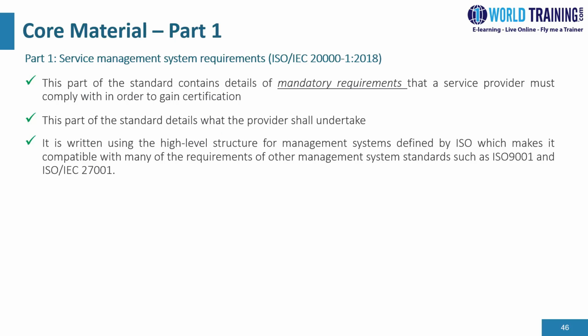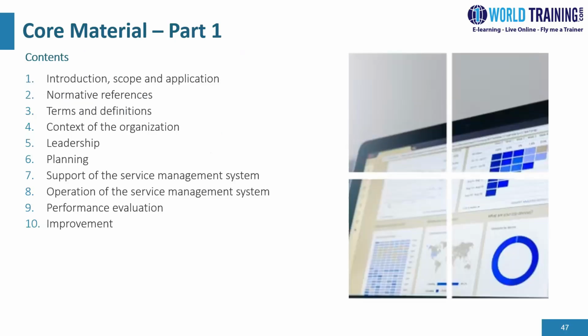There is no negotiation. You will notice it mentions the high-level structure. This is a standardized template ISO uses for all management systems, like ISO 9001 for quality or 27001 for information security. If you know one, you already know the structure of the others, making integration much easier.